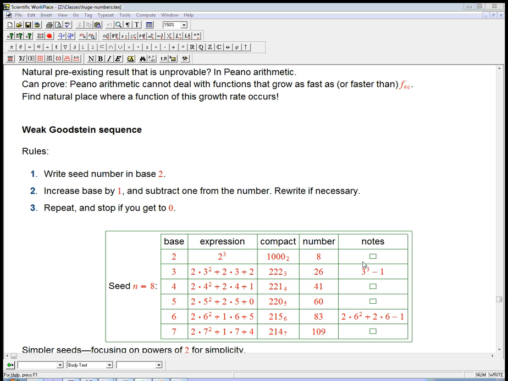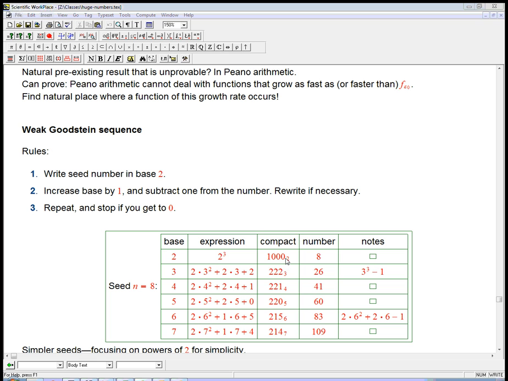So here's one example. Suppose the seed value is n equals 8. So 8 is the first number in the sequence. I've got to keep track of the base as I go, and I want to keep track of the number. And so what we do is we write 8 in base 2. Written very explicitly, that's 2 to the third. Or with a little subscript 2 for the base, that's 1000 in binary.